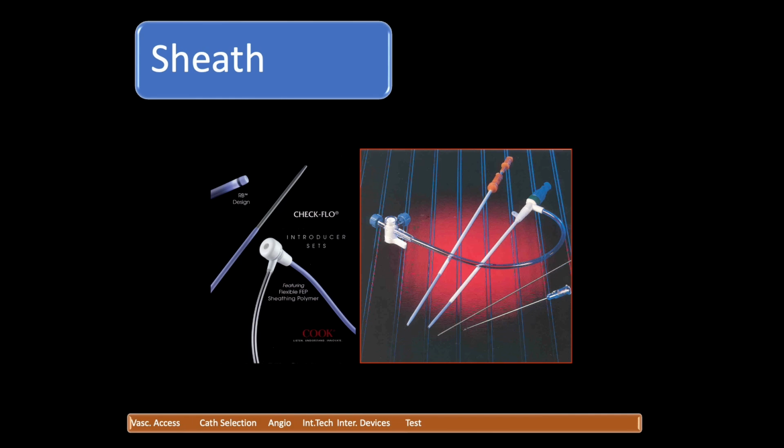Earlier, the sheaths were not there. When we started, there was no sheath. So then we had to exchange it several times. It will produce more problems, more hematoma and things like that. Things become much safer when we have the sheath. Sheath is a check flow device where the arterial blood will not come out.